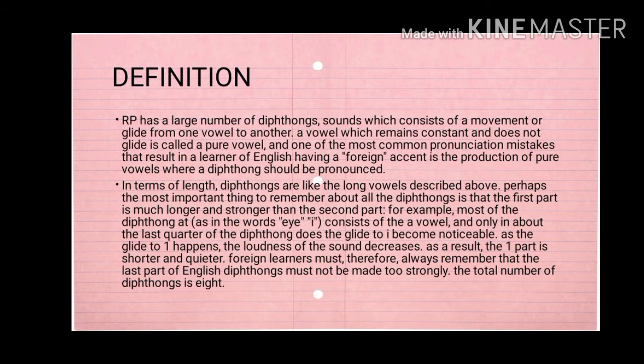The loudness of the sound decreases as it rises. The second part is shorter and quieter. Foreign learners must therefore always remember that the last part of English diphthong must not be made too strongly. The total number of diphthong is 8. Thank you.